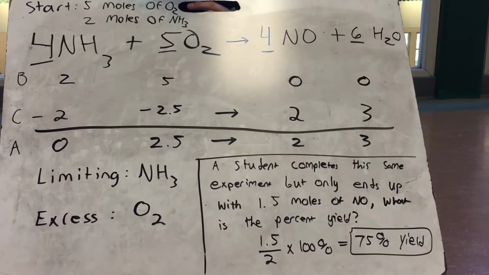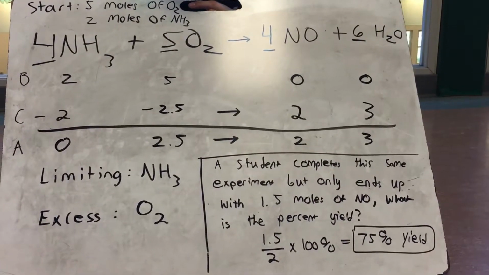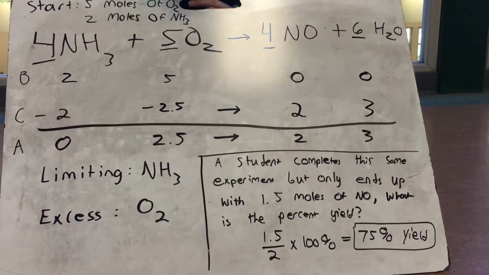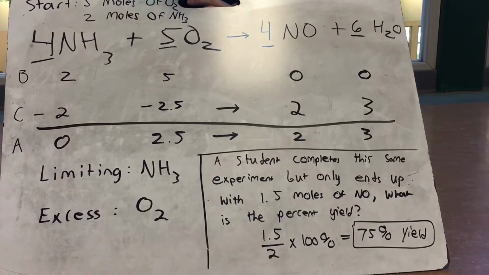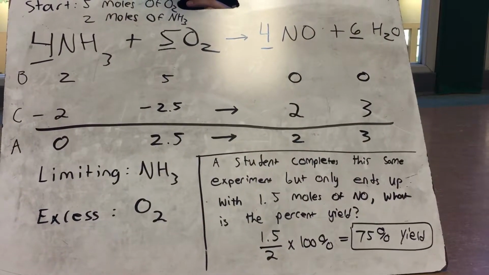Now the limiting reactant is NH3. We know this because it's the first one to be used up, and the excess is O2, because we know it's in excess in the end. We don't use it all up.